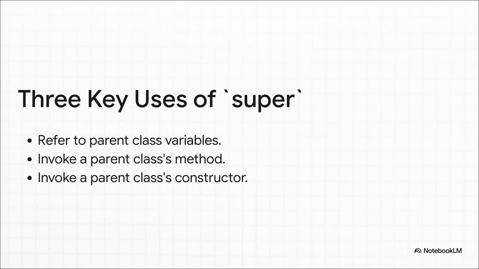So this little keyword, super, is like a multi-tool. It has three key uses. One, you can use it to access a variable from the parent class, especially if the subclass has one with the same name. Two, you can use it to call an overridden method from the parent. And three, and this one is super important, you can use it to call a parent class's constructor.